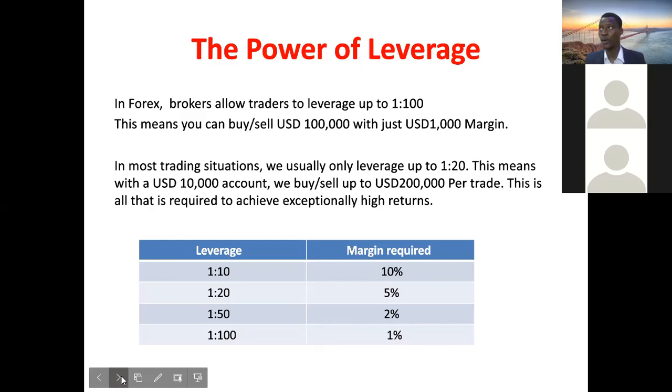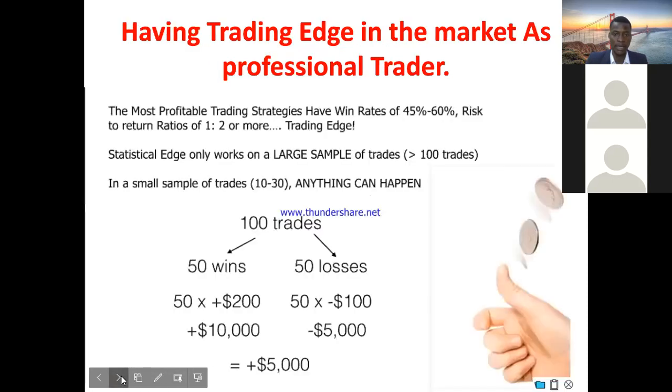So for you to be more conservative, you use a lower leverage like 1 to 20 or maximum 1 to 100. Let's say people use leverage of 1 to 20. This means with a 10,000 USD account, you can buy and sell almost 200 contracts per trade. You can enter almost 200,000 per trade and open multiple trades. This is what is required to achieve exceptionally high returns if you are using a bigger leverage. So that's all about leverage and trading.